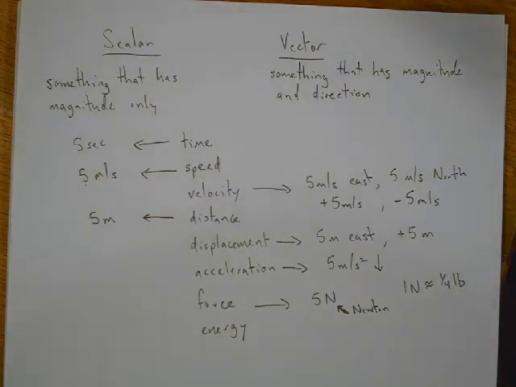So next time you go to McDonald's, you can order a Newton burger, and they will know exactly what you're talking about. They'll probably be like, oh, would you like cheese on that Newton burger? But yes, 1 Newton is roughly a quarter pound.